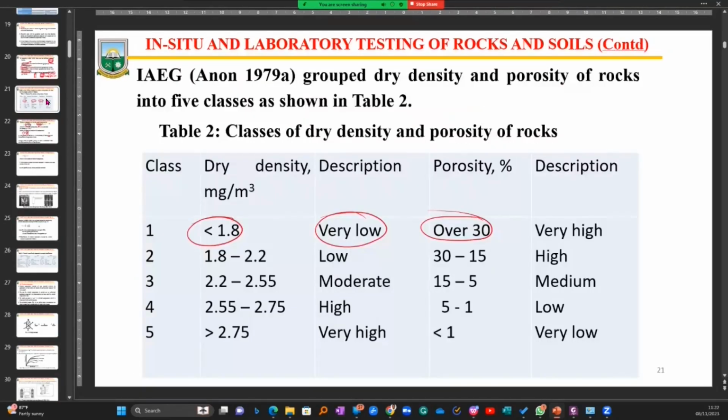Yes, so if I have a very low density, porosity is going to be high, because density is talking about how compact the quantity of solids you can have in a given volume.